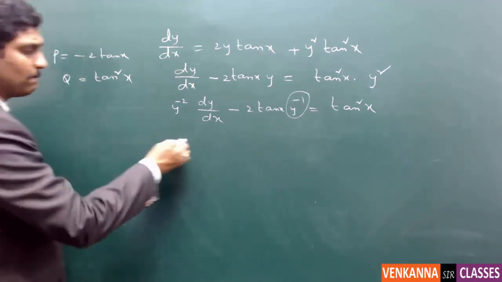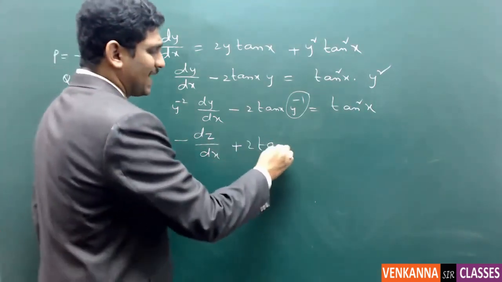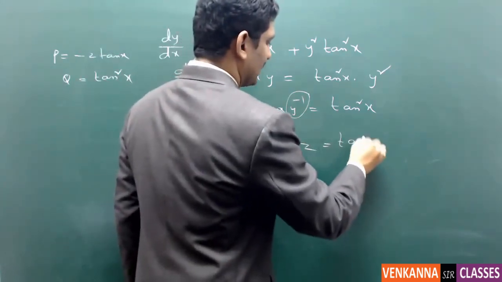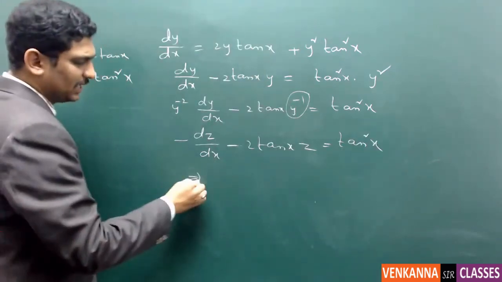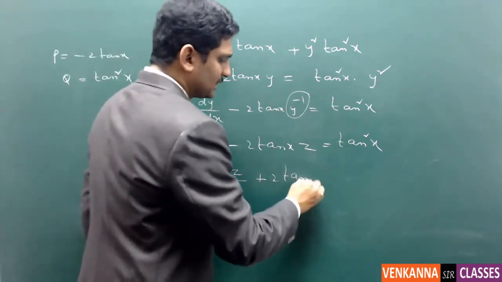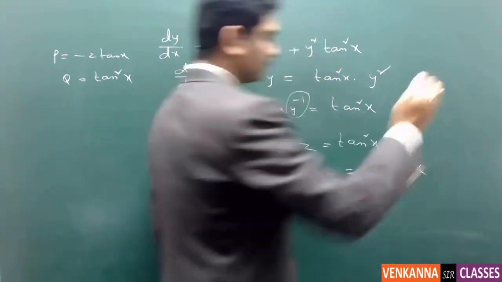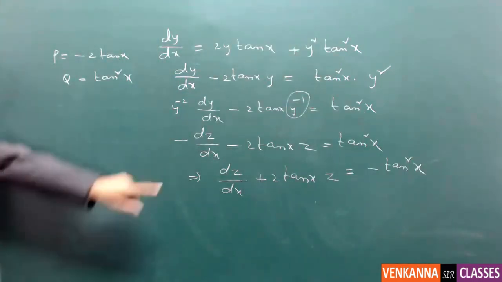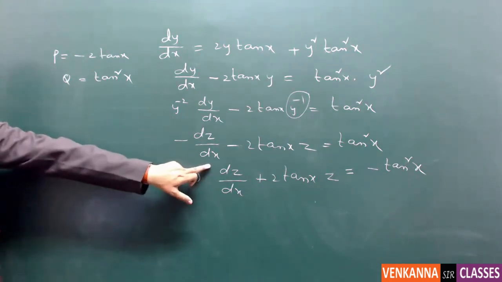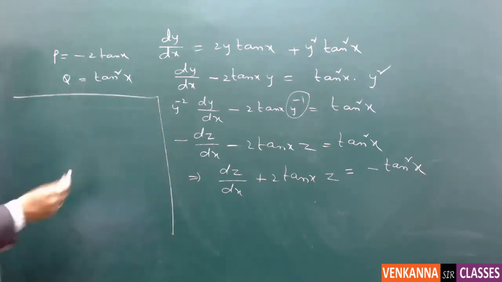So here minus dz by dx minus 2 tan x into z is equal to tan square x. So this implies that dz by dx plus 2 tan x into z is equal to minus tan square x. So this is converted into the linear model. z is dependent, x is independent. So go with integrating factor.